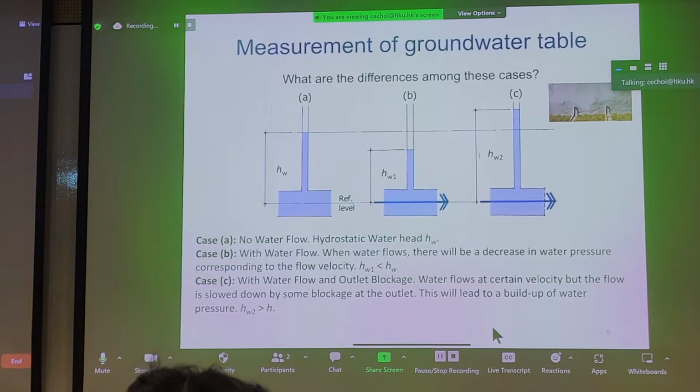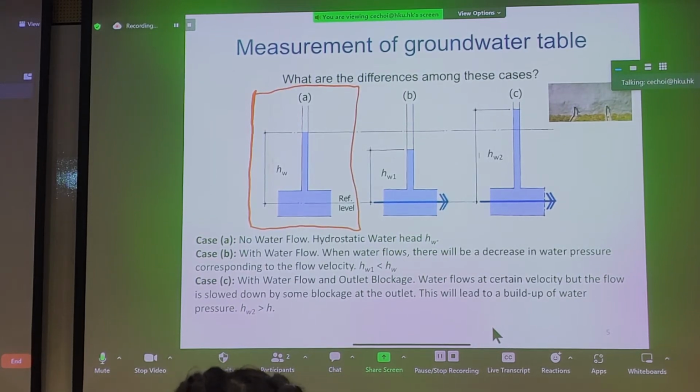So let's look at how these two types of instruments differ even from a more fundamental level. Now, we have three cases on this slide, cases A, B, and C. In case A, we have a hydrostatic condition, which means there's no flow in the ground, everything is static. So let's just focus on case A for the time being.